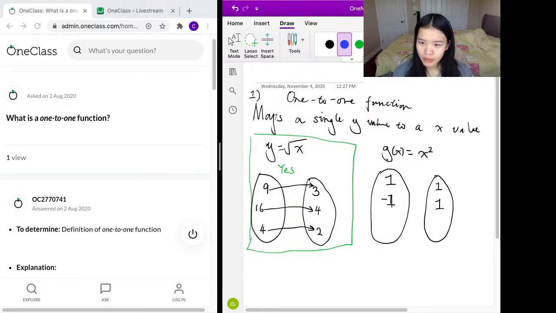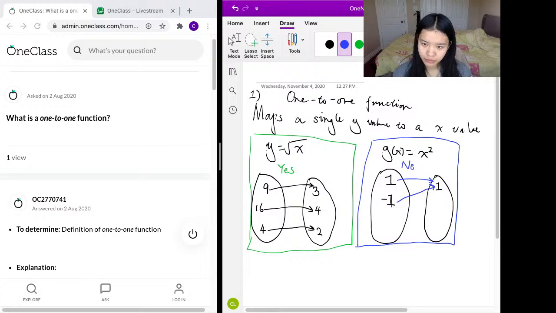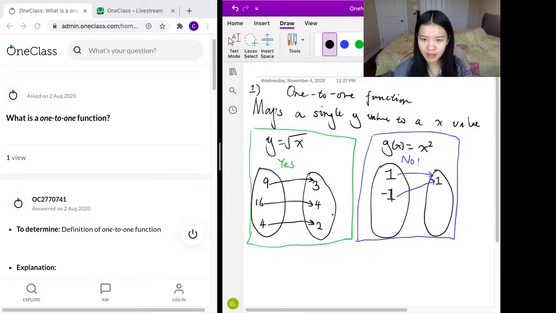Here we notice that both the x value 1 and the x value negative 1 map to the y value 1, which means that this function, g of x equals x squared, is not a one-to-one function. So no. So here are 2 examples. Next, let's look at some graphs.